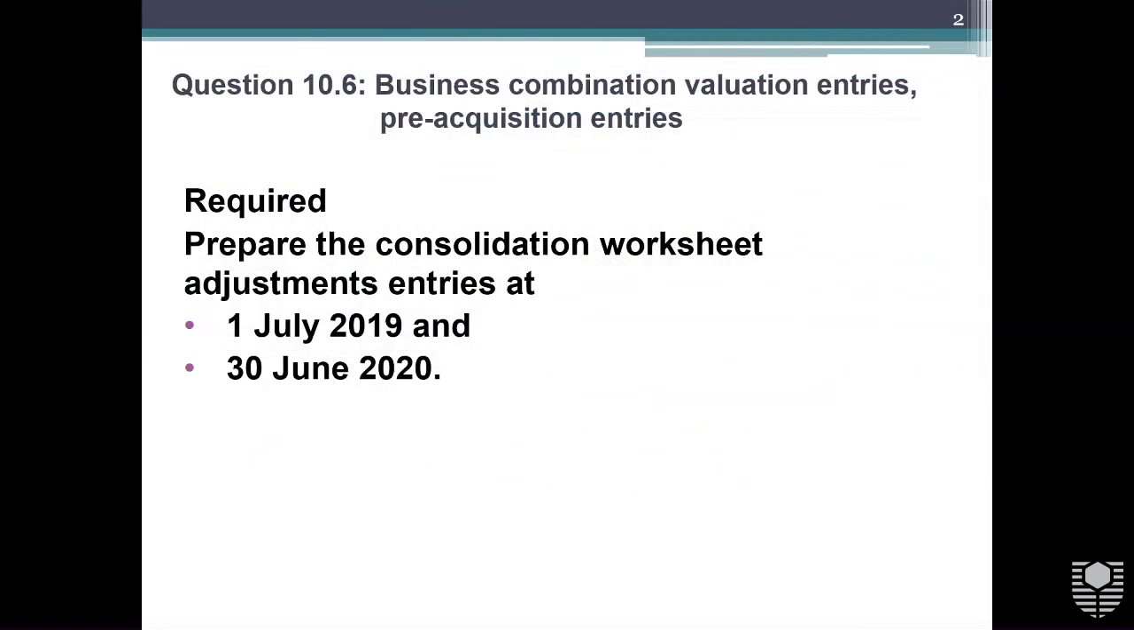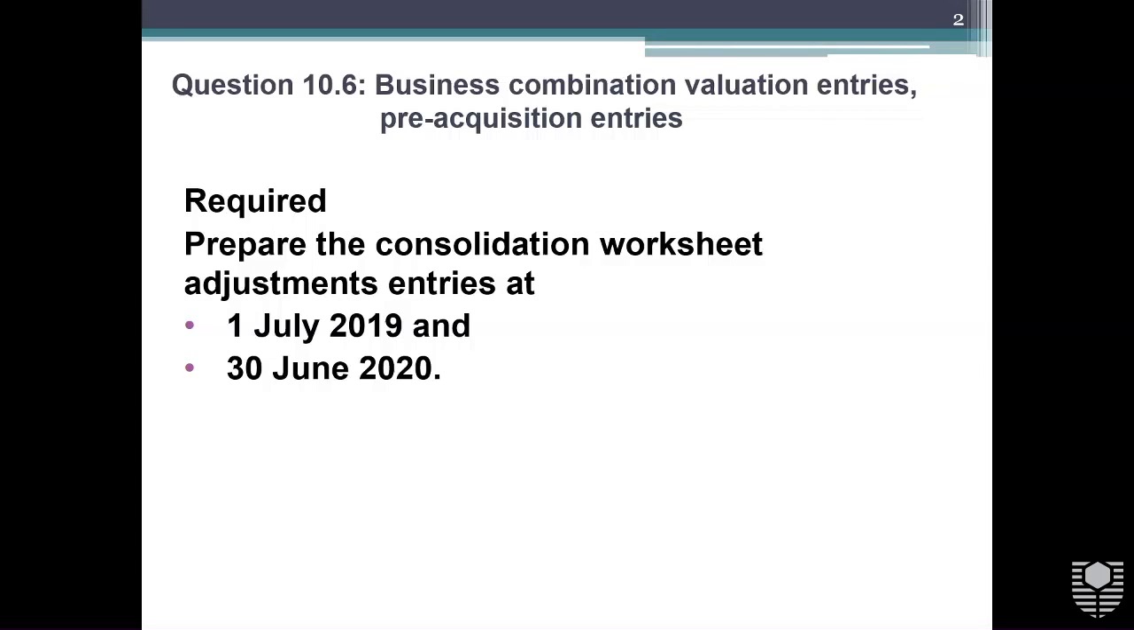So 10.6, we have to prepare our consolidation worksheet adjustments as at the 1st of July and the 30th of June 2020. So at the beginning when the acquisition happened, and at the end. So there's three main things you have to do. Number one, you have to do your acquisition analysis. As a part of that acquisition analysis, you have to tax effect the difference between the fair value and the carrying amounts of identifiable assets and liabilities being acquired. So that's your step one, acquisition analysis.